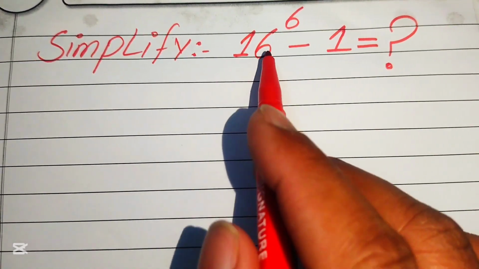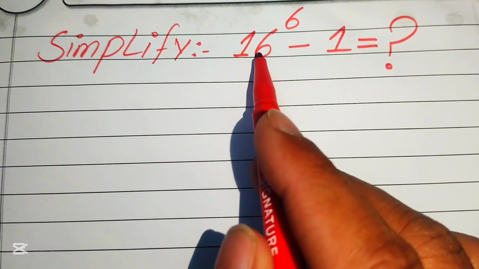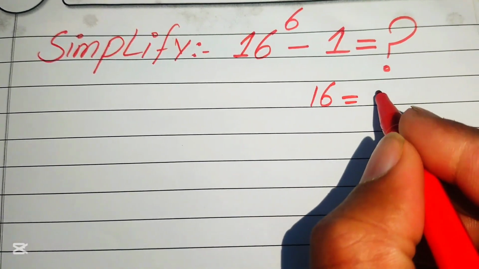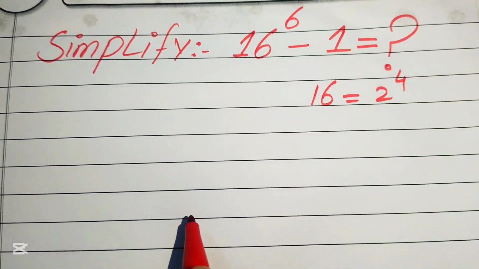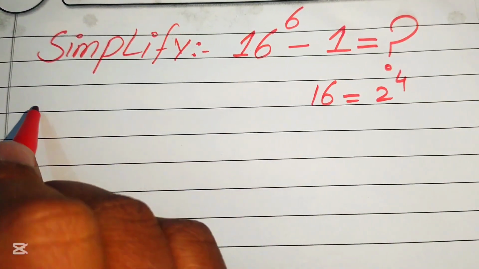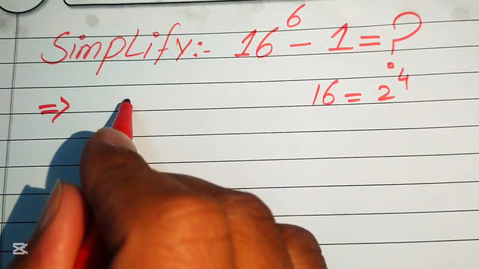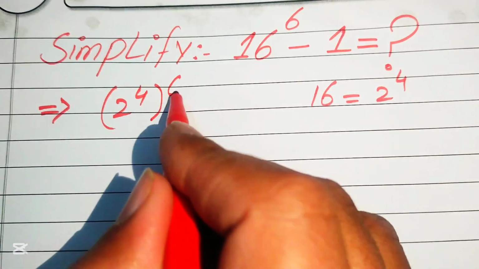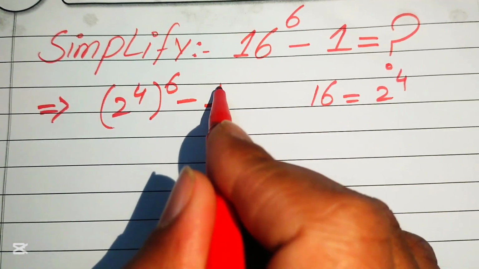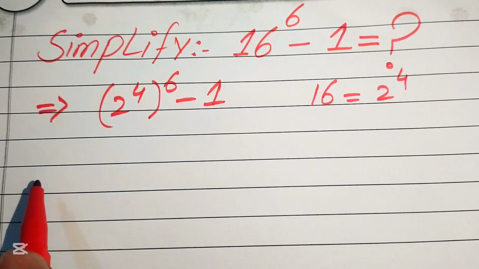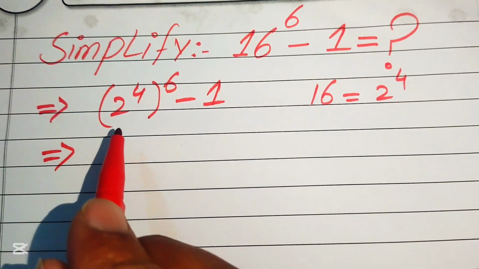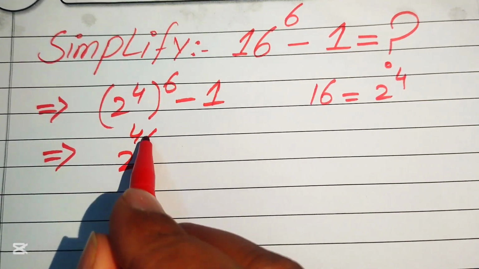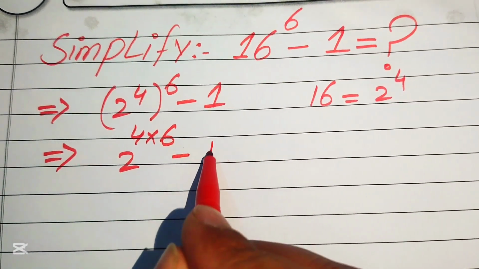Okay, so first we need to focus on the base of this term. Its base is 16, and you know that 16 equals 2 to the power of 4. So we write 16 equals 2 to the power of 4. So this will be written as 2 to the power of 4, and its exponent is 6 minus 1. Further, in the next step, this is 4 times 6, and we write it as 4 times 6 minus 1.